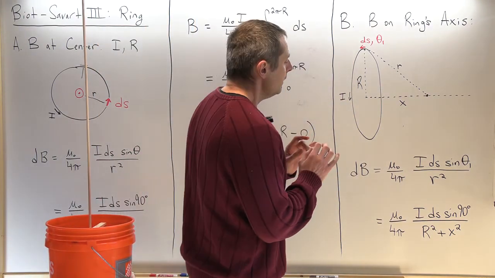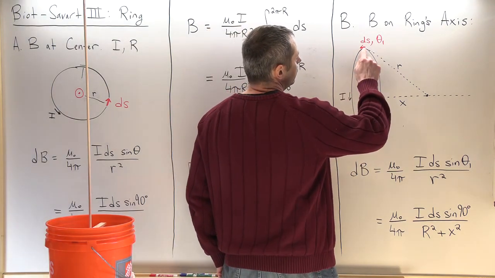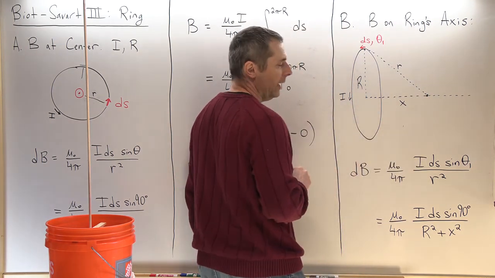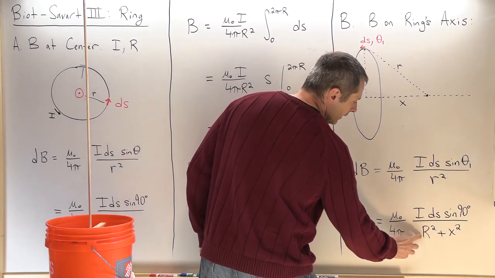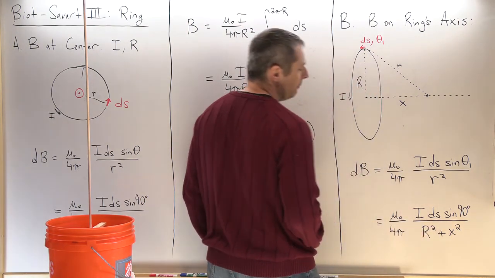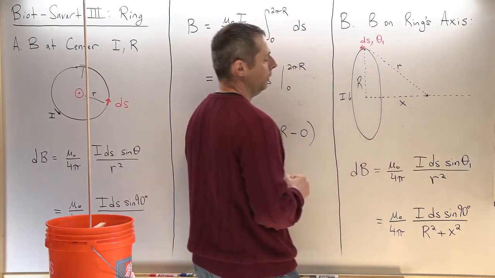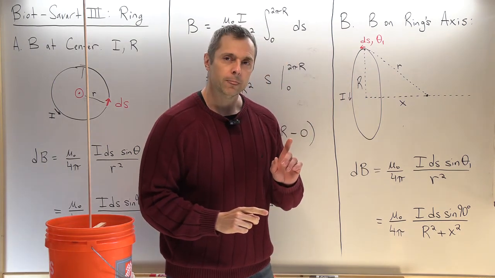And then the r. The r is how far away this little bit of current is from the point we're trying to find the magnetic field at. And that is from the Pythagorean theorem, this r squared is capital R squared plus x squared, right? These two legs squared equal the hypotenuse squared. So that's the length of the dB, which I haven't drawn yet.